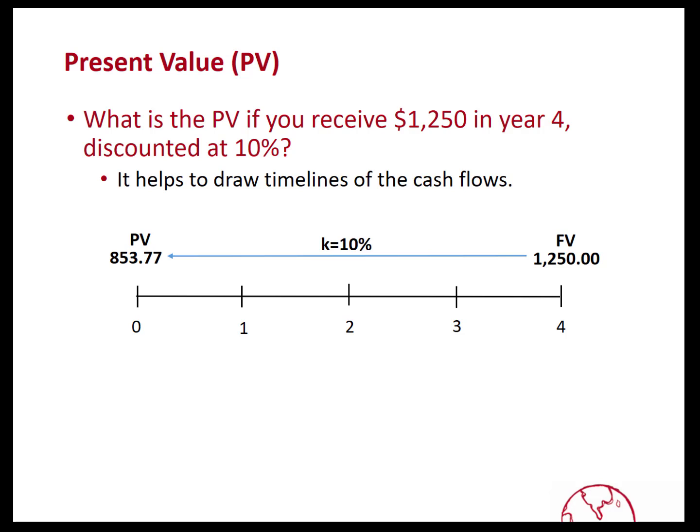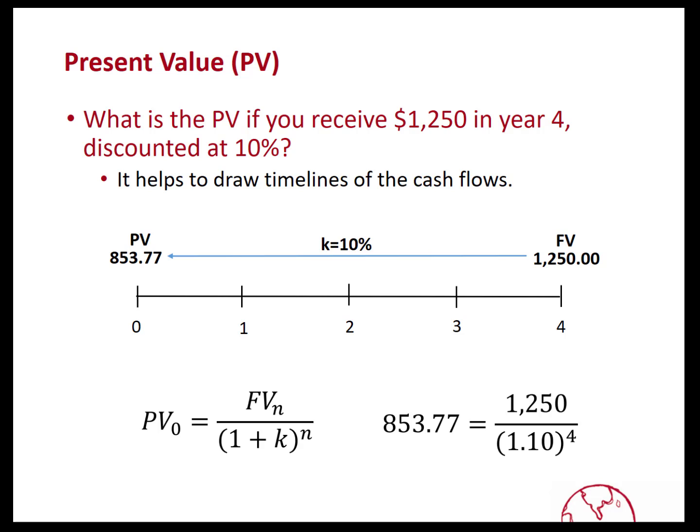You have your discount rate of 10%, and plugging it into the formula, you're going to find that the present value is going to be $853.77. Now let's take a moment and think about that. Does that make sense?